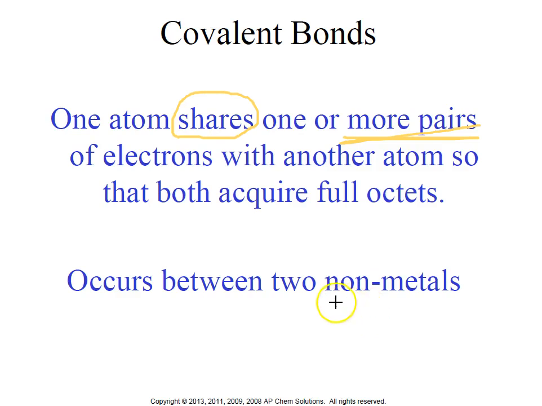Covalent bonds occur between nonmetals because nonmetals are all looking to gain electrons. So when they get together, there's no one to take the electrons from. Instead, they will all share because they're all looking to gain.